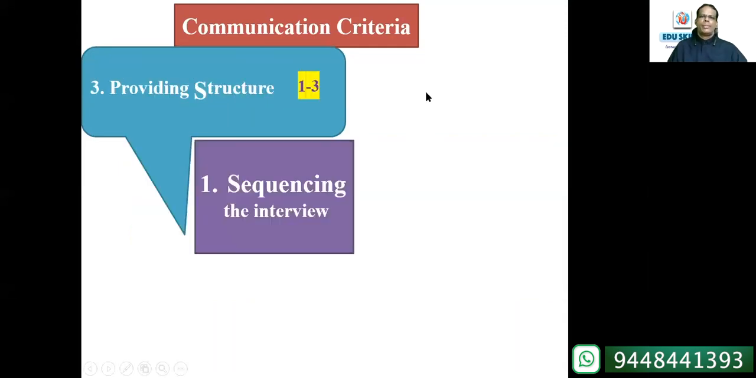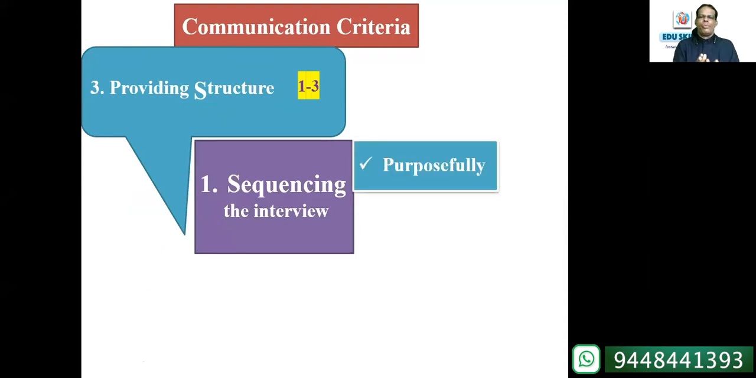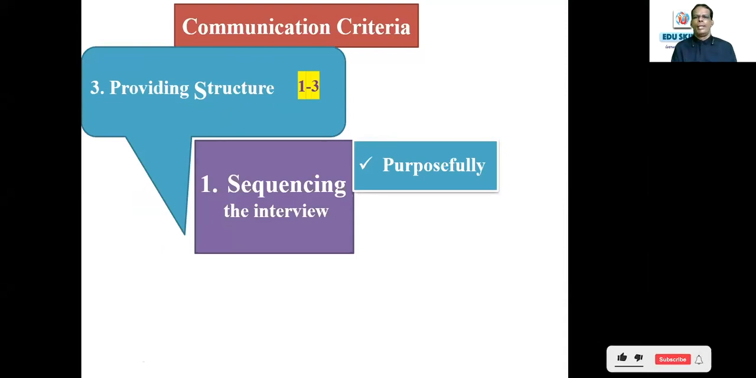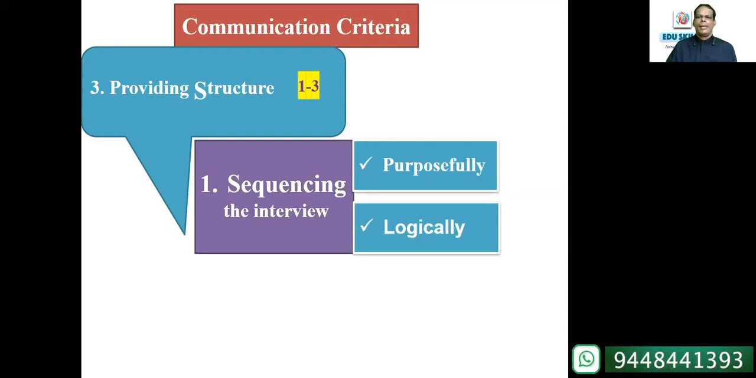Now, the third aspect, providing structure, sequencing the interview. I told you that's the beauty of every subtest. And purposefully, what is your purpose? You should sequence the interview purposefully, and you have a clear purpose given in your role play card. In the revised version, OET 2.0, you have more details given in the cue card. Earlier, you did not have so many details. So you have the purpose or the sequence given in your role play card. And logically, I told you there should be some connection from one part to the next. You should be able to explain to them clearly: firstly, secondly, let me tell you a few things. First of all, secondly, thirdly.